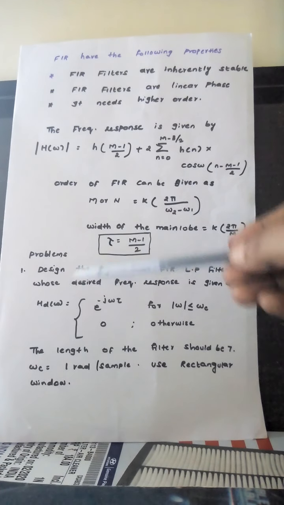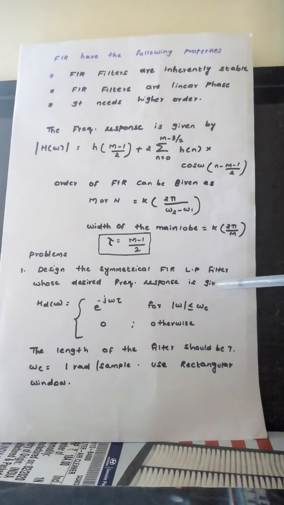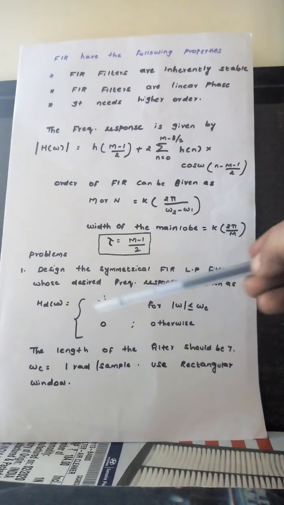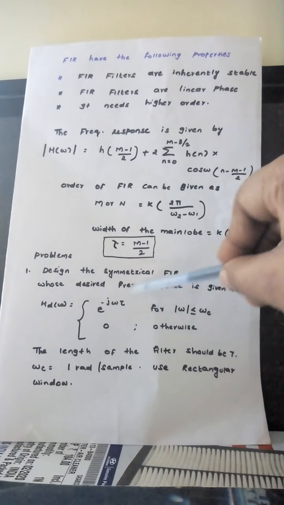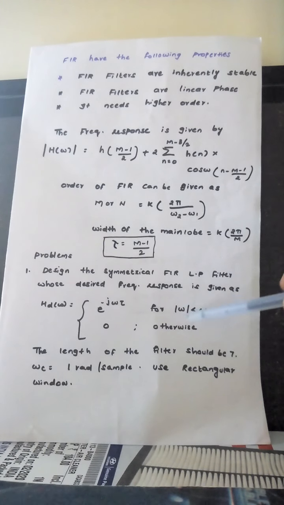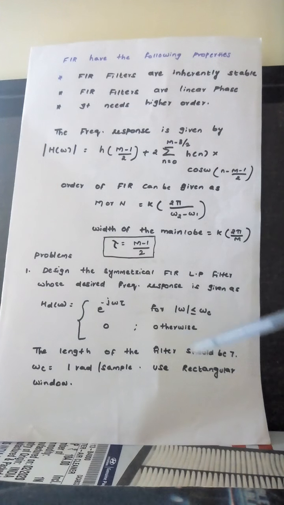First we'll see the problem: design the symmetrical FIR low pass filter whose desired frequency response is given by HT of omega equal to e to the power of minus j omega into tau, where mod of omega is less than or equal to omega c. Other than that, all the values will be 0. The length of the filter should be 7, and omega c is given as 1 radian per sample. We have to use a rectangular window. So they have mentioned here which window we have to use.